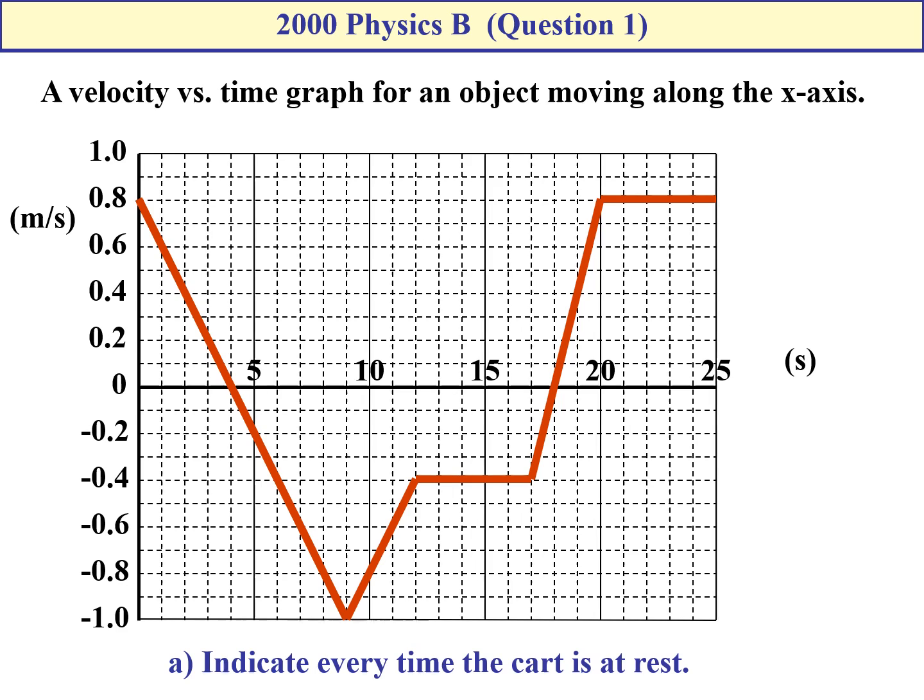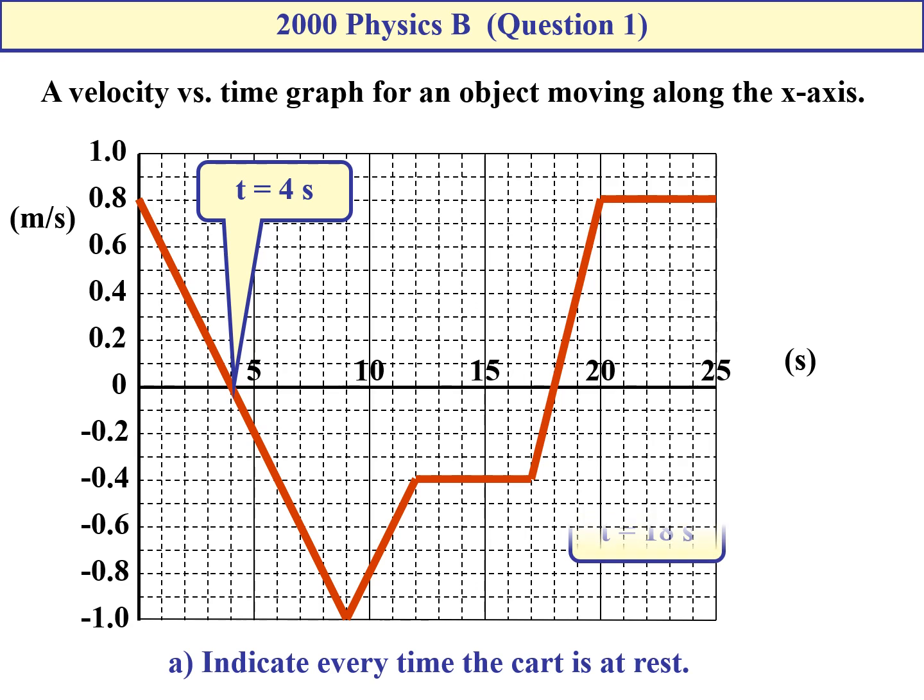So the first question is indicate every time that the cart is at rest. Now when the cart is at rest, we have 0 velocity. Now it's tempting to say that this part right here is where it's at rest, or this part right here is where it's at rest, because it's a slope of 0. Which would be true if we're dealing with a position versus time graph. But since we're dealing with velocity versus time, then it's actually this point right here at 4 seconds and the position over here at 18 seconds, because those are where it crosses the x-axis. We have 0 velocity.